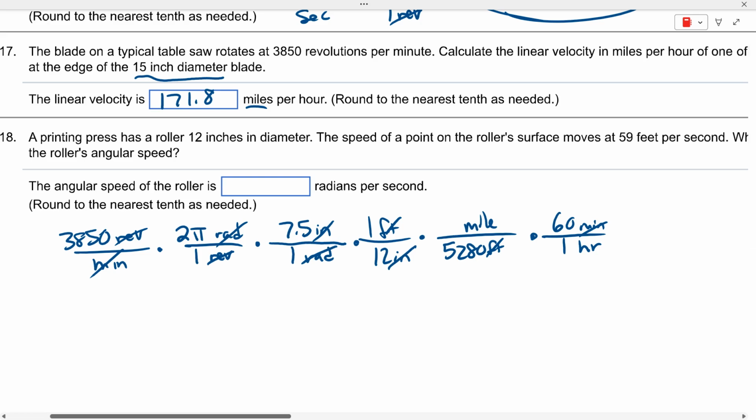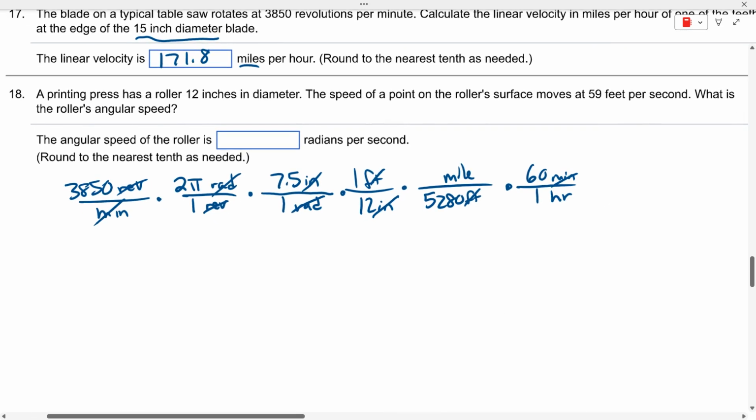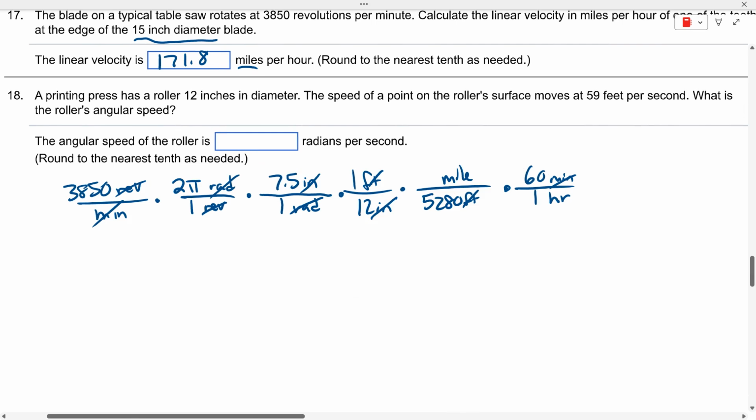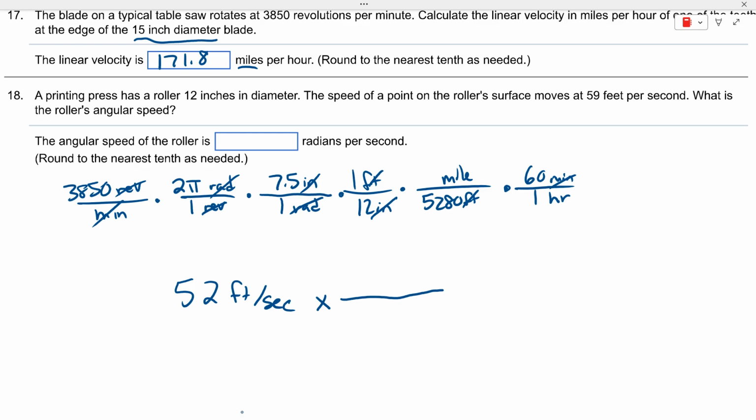All right. Finally, a printing press has a roller 12 inches in diameter. The speed on the roller surface is 59 feet per second. We want to get it to radians per second. So I want to get it down to the radius, but we have 12 inches in diameter. So that's a 6-inch radius.